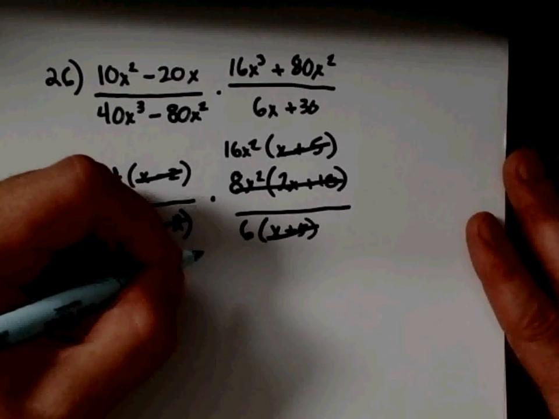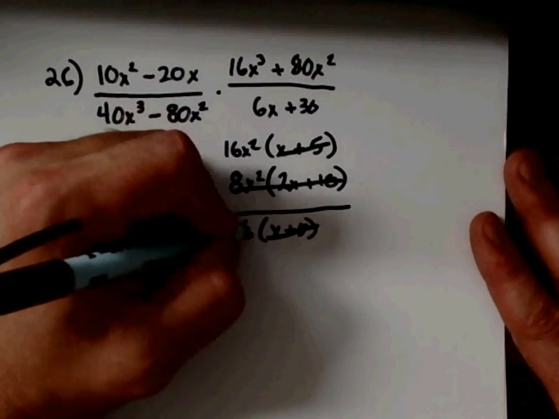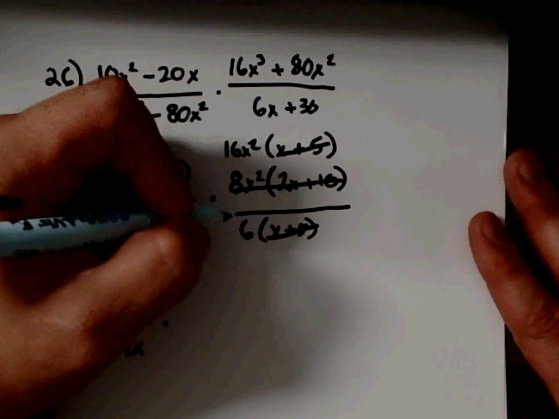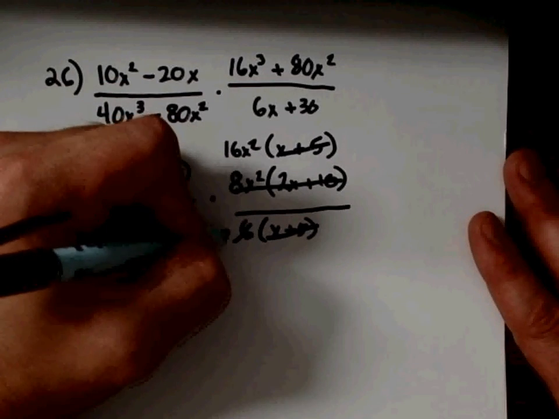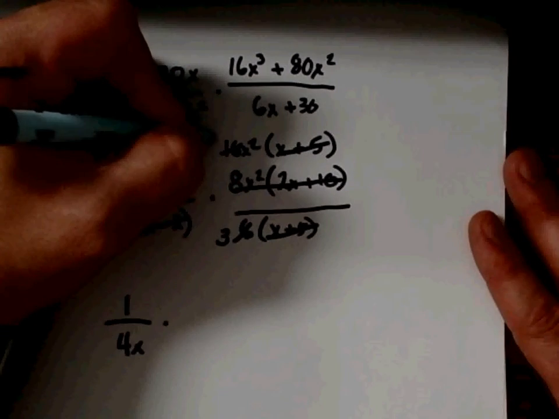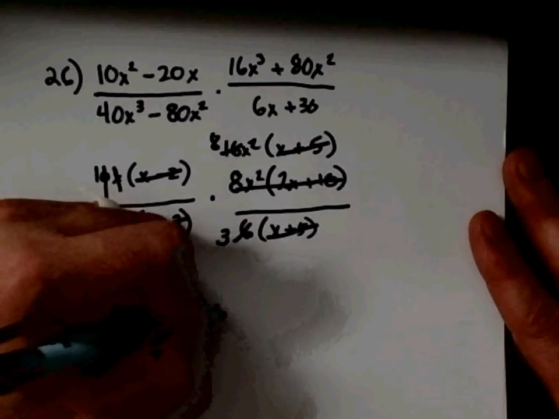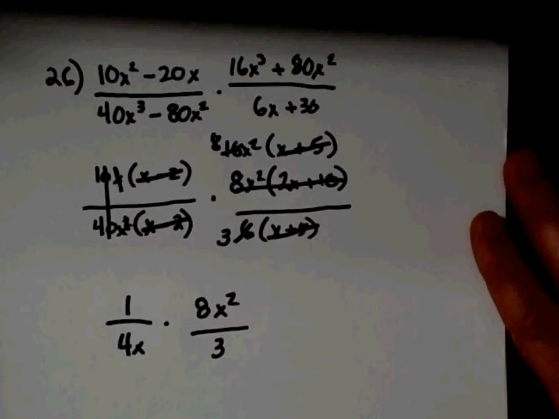No x's are going to cancel, correct? 6 and the 16 reduces down to what? What goes into both 16 and 6? 2 does. So this is going to leave me 3, and this is going to leave me 8, right? So now I'm left with 8x squared over 3.